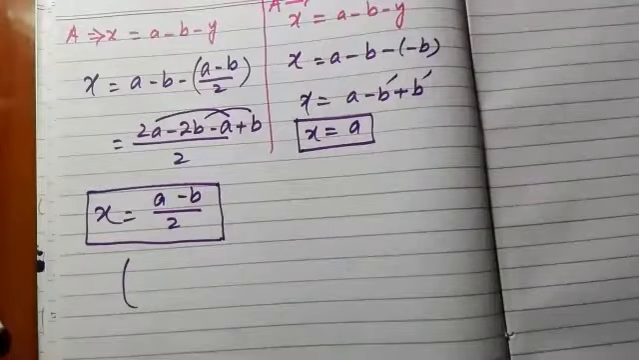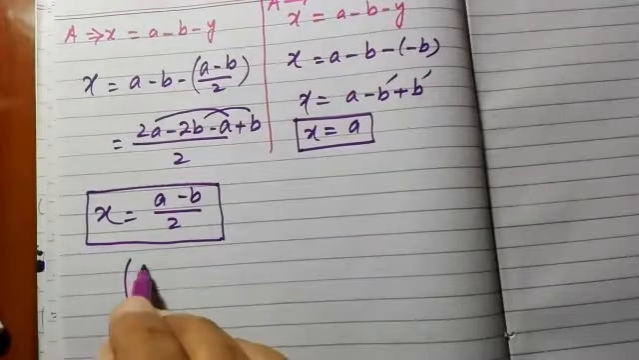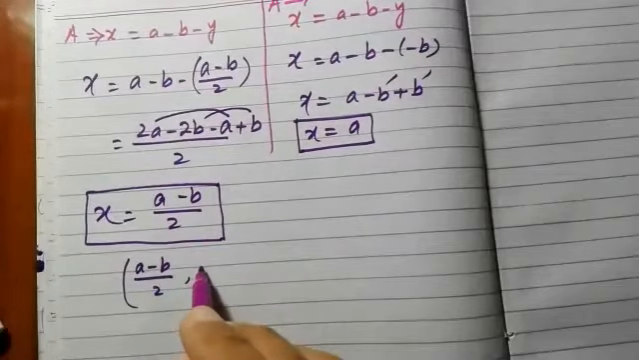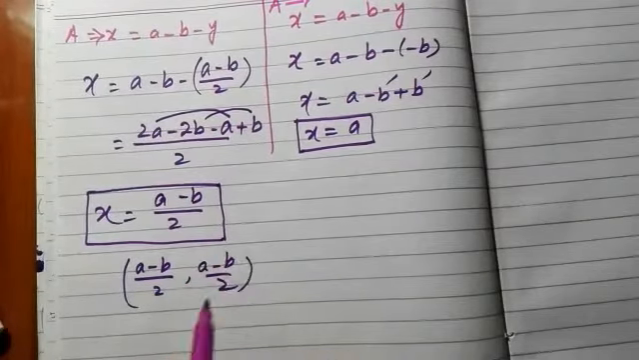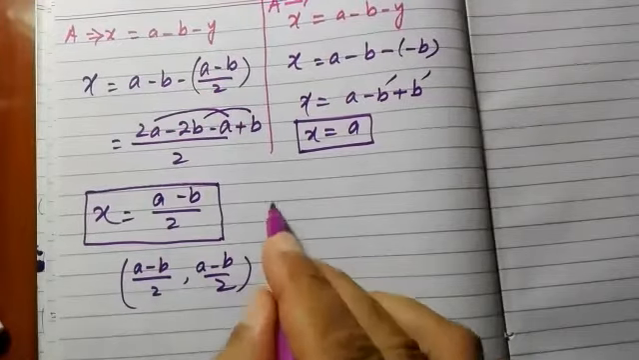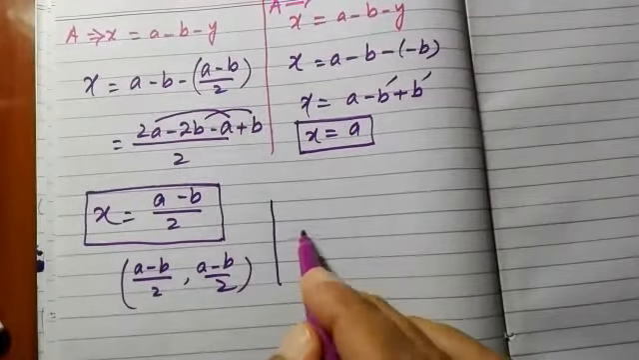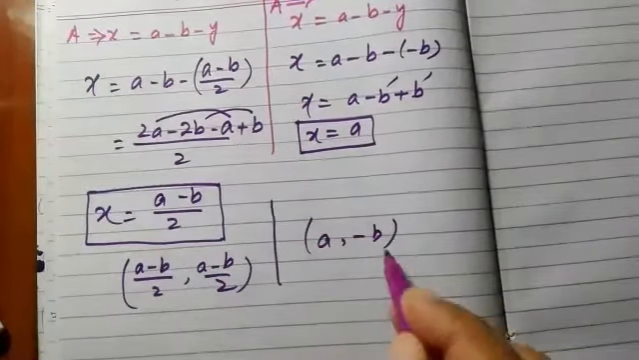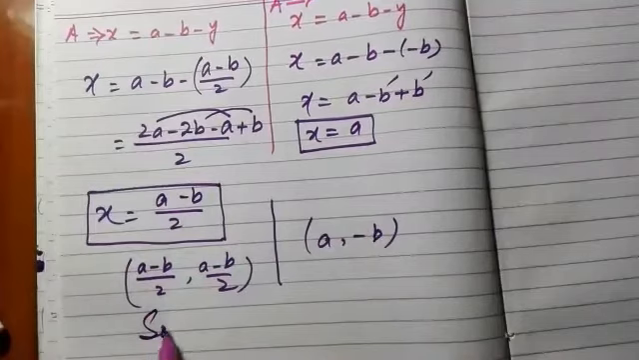These two terms will be paired together. So you will first write this pair: the first value of x and the corresponding value of y was a minus b by 2. This will be the first value in terms of a and b. Similarly, the second pair was a comma minus b.